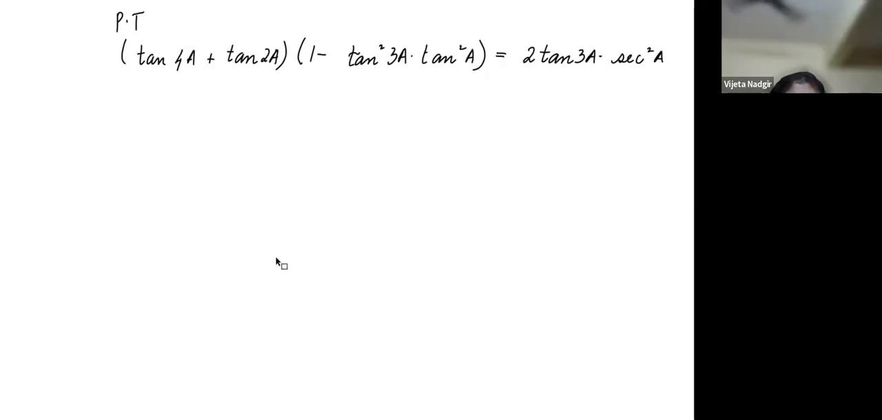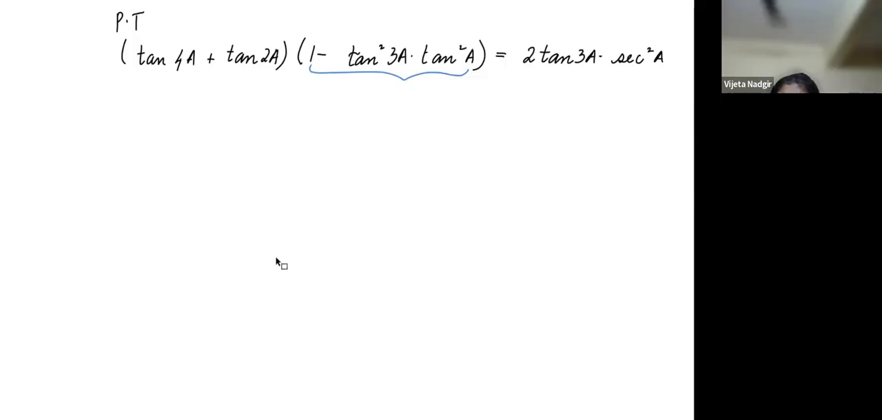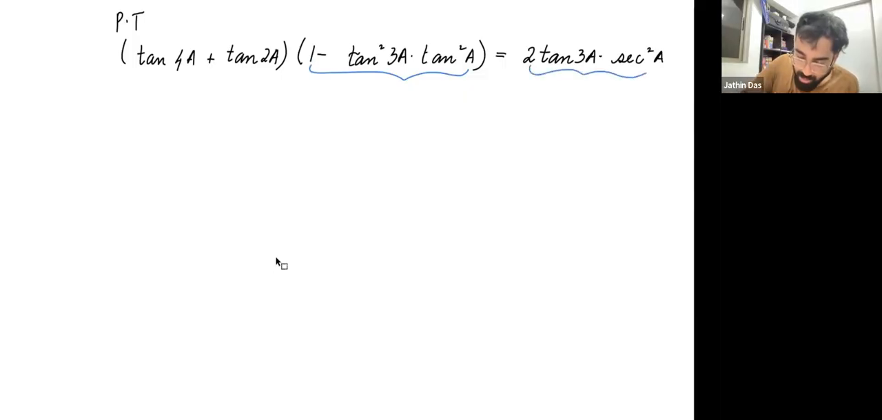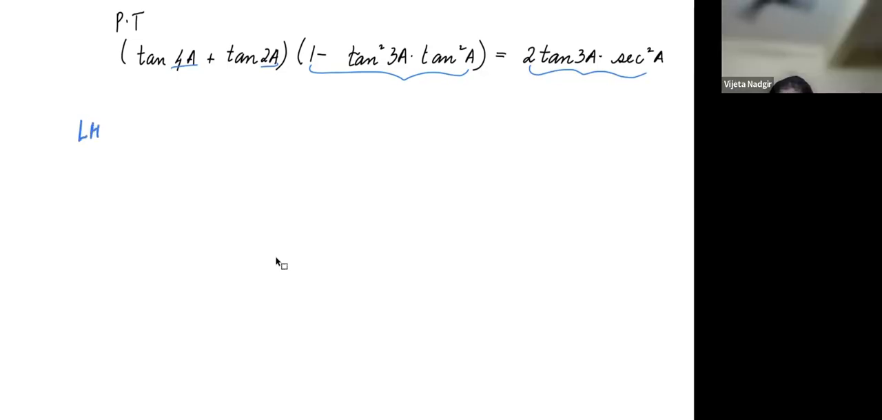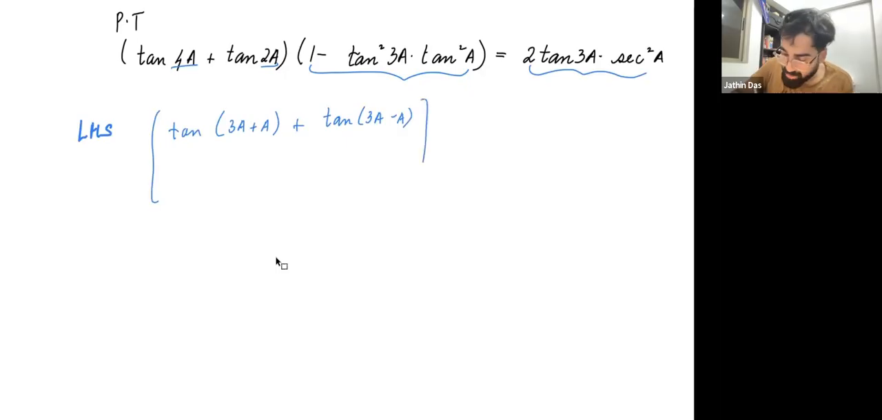So how do I do it? See this here, what all angles are there? 3A and A. Here also 3A and A. So what should I do to this? You tell me. Plus minus. Wait. I have to convert it, I will write it as sin and cos. 3A plus A. And tan A, I will write it as 3A minus A. Now you see what happens. You'll अपने आप understand when you expand it and take LCM.